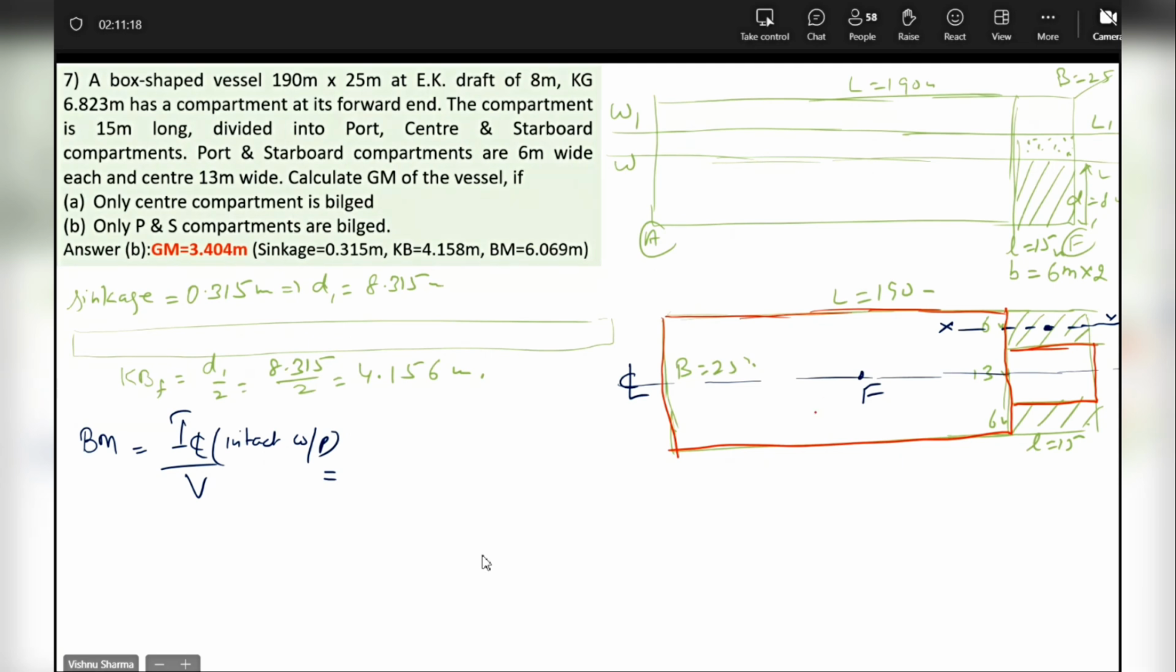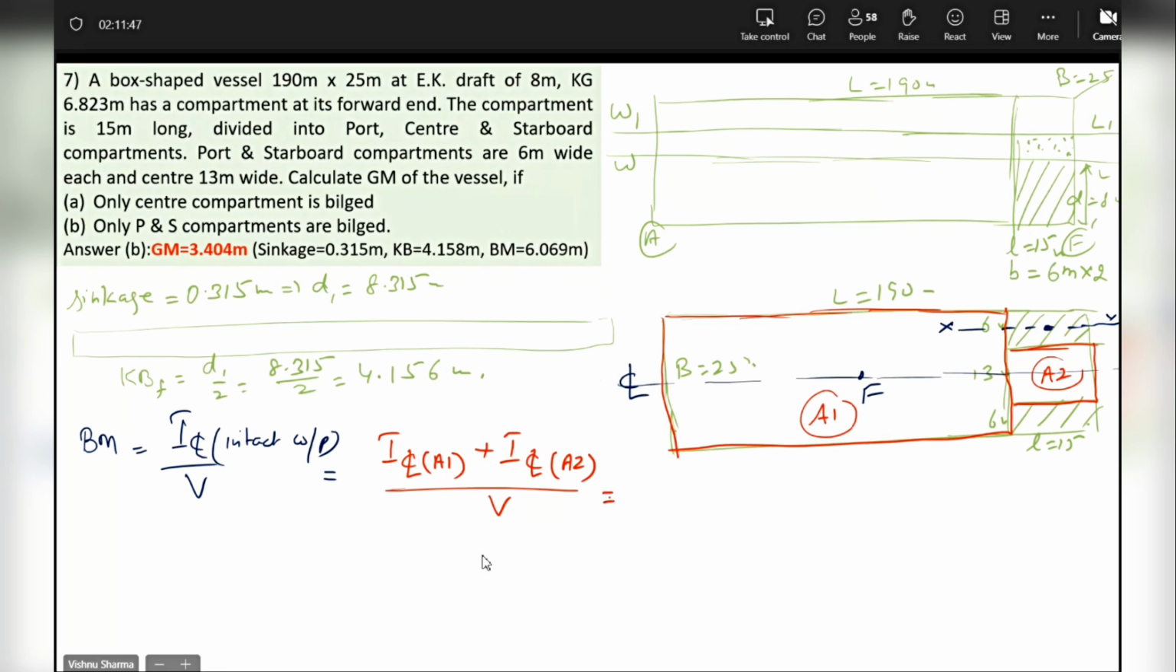In this one, I'm saying this area is A1 and this area is A2. So what am I saying? ICL of area A1 plus ICL of area A2 divided by volume of displacement. Does everybody agree with this step? Yes. Guys, everybody agrees? This is just to avoid use of theorem, just to avoid theorem parallel axis. That's all. Otherwise, there is no rationale.